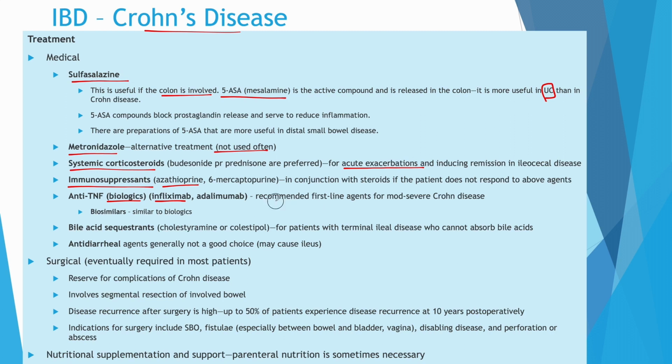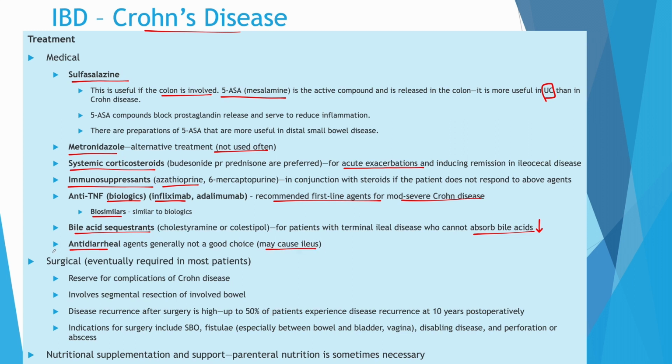These are recommended first line for moderate to severe Crohn's disease. There's also some biosimilars, which I'm sure you'll cover in Pharm, which are similar to biologics. We also have some other medications which are more symptom-based, which are bile acid sequestrants, which help decrease diarrhea, especially in those that can't absorb bile acids, and just general antidiarrheal agents like loperamide, but these are not a good choice for these type of patients as they may cause ileus.